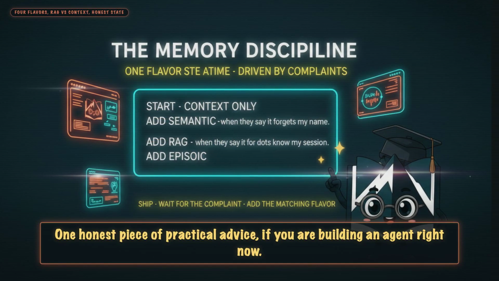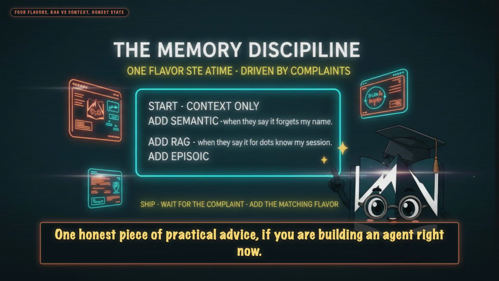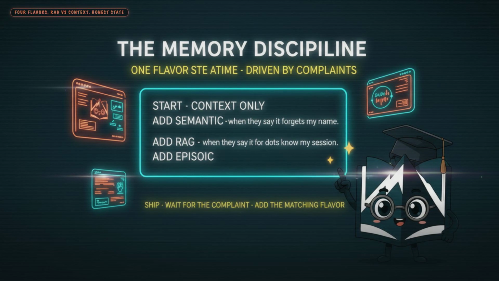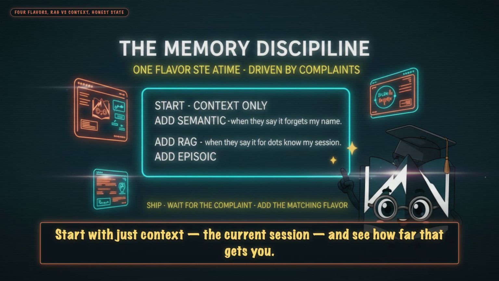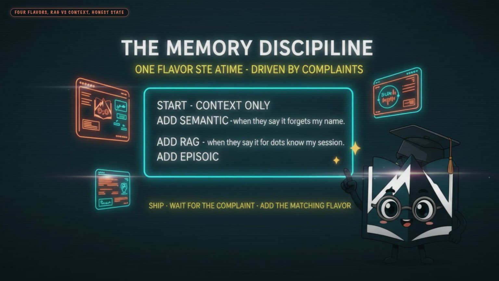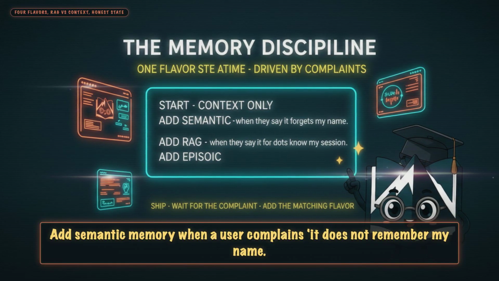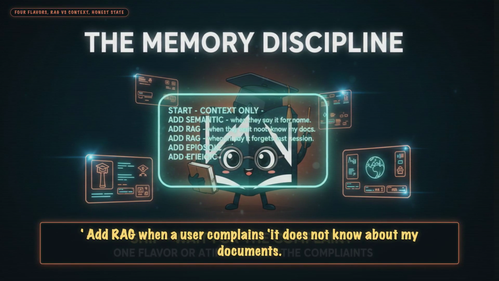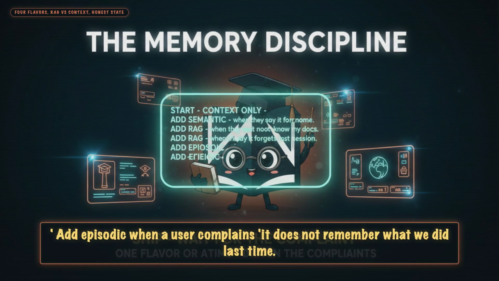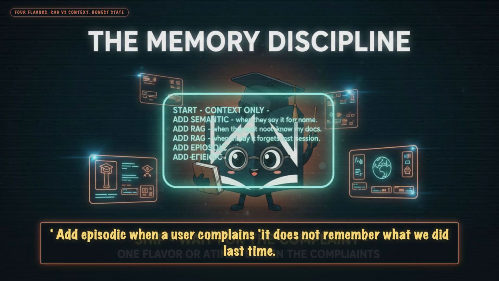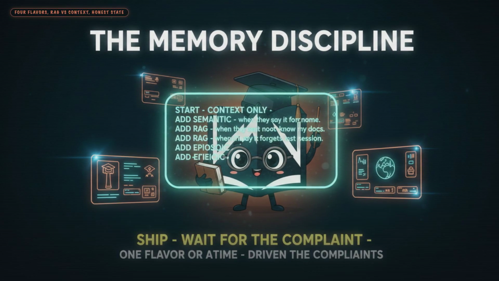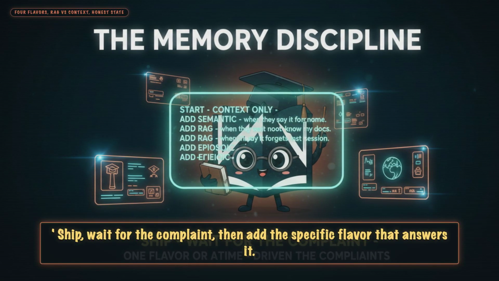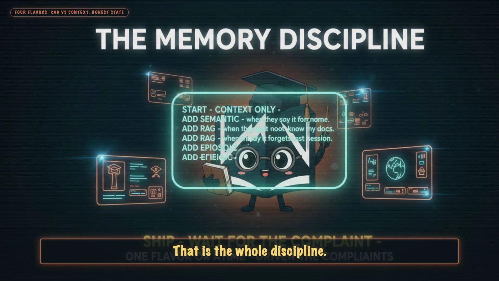One honest piece of practical advice. If you are building an agent right now, do not try to solve memory before you have shipped anything. Start with just context, the current session, and see how far that gets you. Add semantic memory when a user complains it does not remember my name. Add RAG when a user complains it does not know about my documents. Add episodic when a user complains it does not remember what we did last time. Ship, wait for the complaint, then add the specific flavor that answers it. That is the whole discipline.